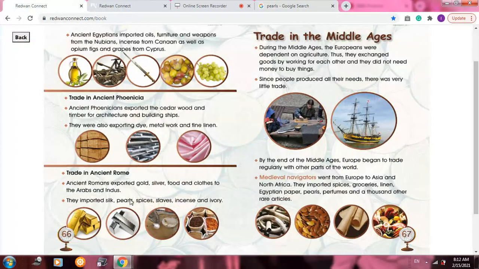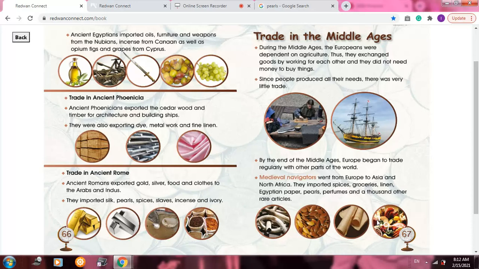So they asked for silk, which is a type of linen or textiles, pearls, and spices. These are the spices. Also, slaves, people who serve other people, incense, which is the smell we talked about, and the last thing was the ivory. Okay, that's it for today.